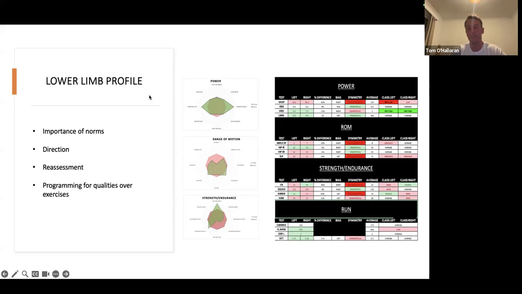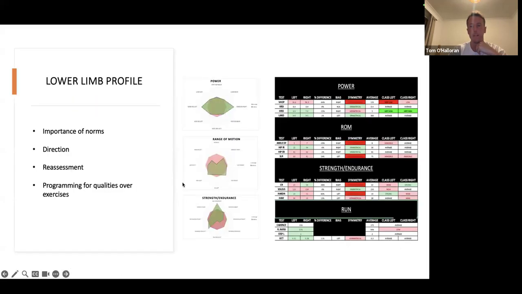Essentially all I'm looking for is, what do I need to reassess to know that my program is working? But also, if this is a long-term chronic injury, where are their individual weaknesses? Obviously other potential approaches haven't worked. We need to find out how to rebuild this whole person's lower limb. Then I need to implement a program based on those attributes, and know how and what to reassess. So I'm programming for qualities over exercises, which also gives me structure for the programming.